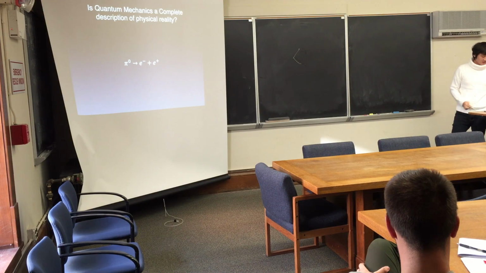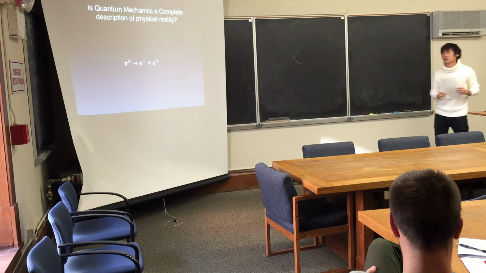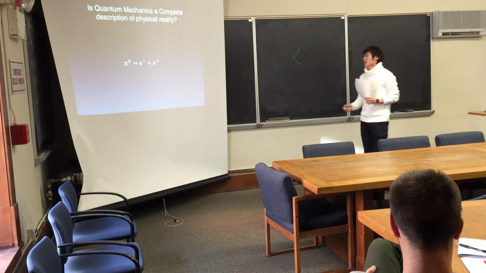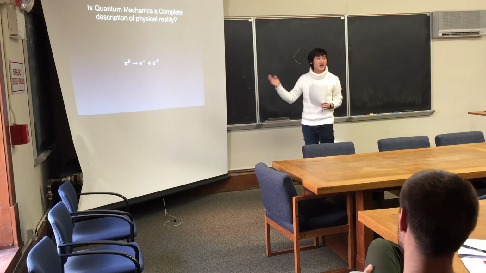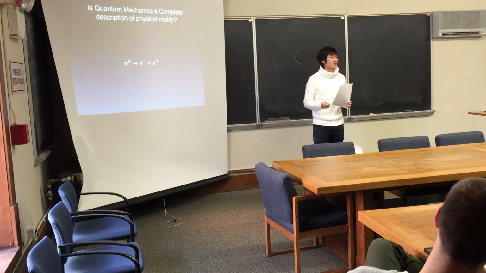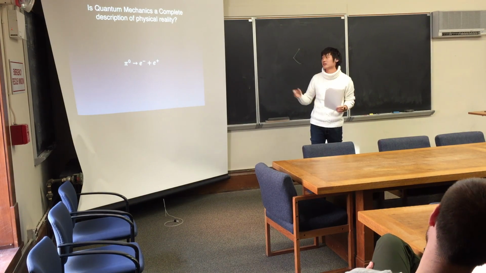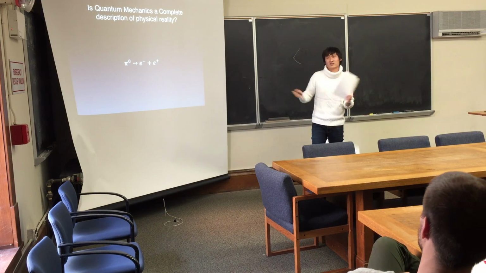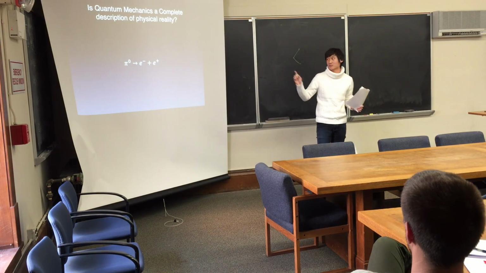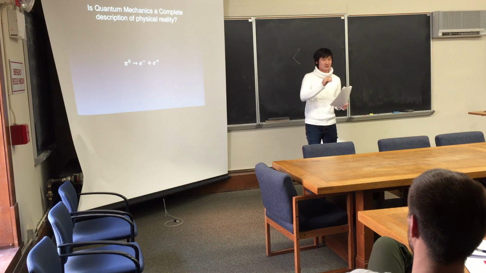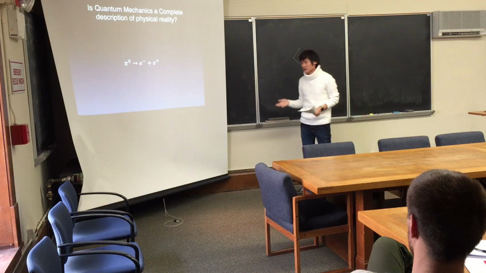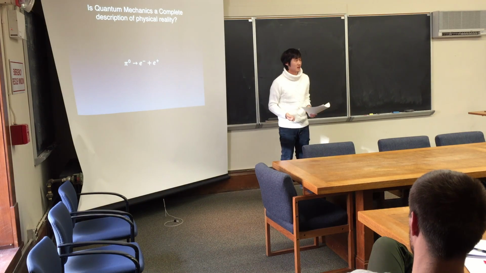Let's consider a very simple experiment. There's a pion, and we are all in the center of mass coordinates of this pion. Or equivalently, the neutral pion is just stable and doesn't move. And then it decays to an electron and a positron.